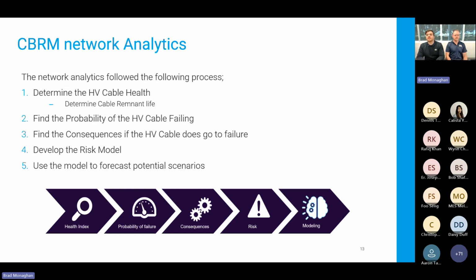The first step is to determine the health of your cables. Then we can use that to determine how much life we can expect to have left in your HV cables. From there, you look at the probability of that cable failing based on its health, and then the consequence of that cable failing. Combine it all to get your risk models, and then you can use those models to have a bit of fun and start to forecast into the future, or into all different scenarios of different maintenance and different degradation. And you can have a lot of fun with that.